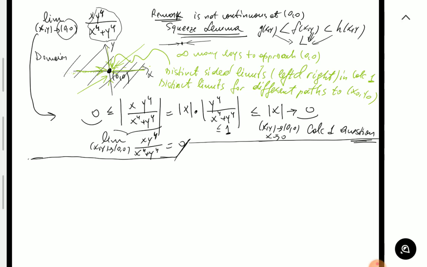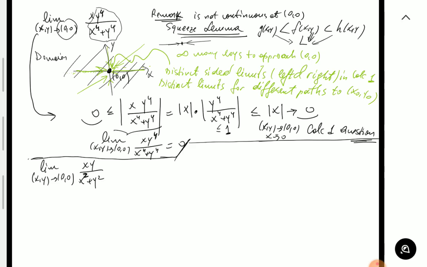Okay, here's my last example. What if I want to compute the limit as (x, y) approaches (0, 0) for the function xy divided by x squared plus y squared? Now, a clue that the limit may not exist in this case. First of all, again, notice it's not continuous at (0, 0), so I cannot plug in (0, 0).